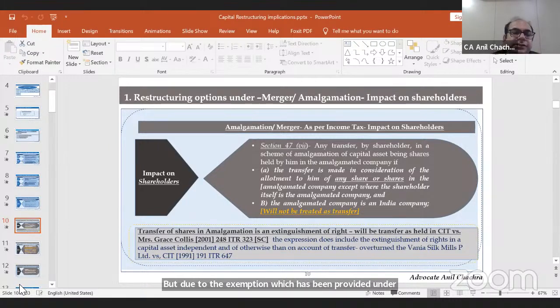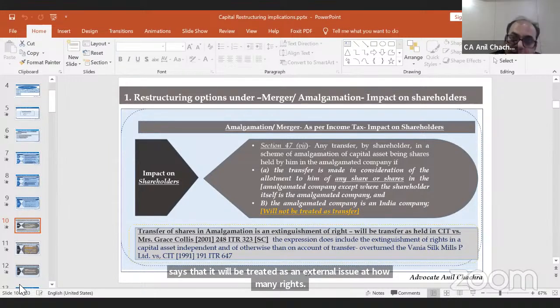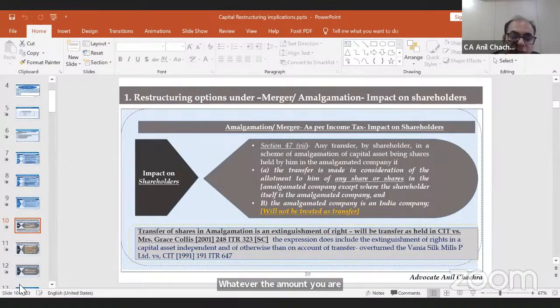Now, the second condition is that suppose I'm getting cash instead of shares. Would the same be treated as a transfer? The answer is yes, because in this judgment, Grace Collis, the Supreme Court says that it will be treated as an extinguishment of any rights. Whatever amount you are getting, it will be treated as a transfer. So either I am getting bonds or cash, it will be treated as a transfer, and I have to pay the capital gains tax on it. That's why extinguishment of any rights is very important as far as amalgamation is concerned.